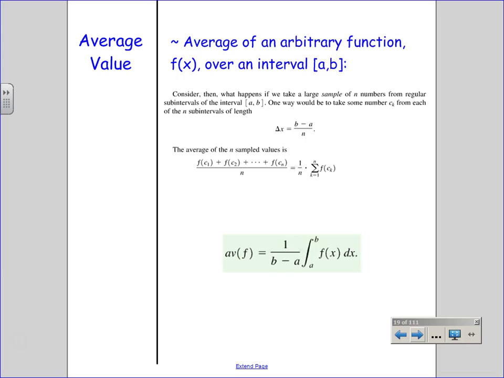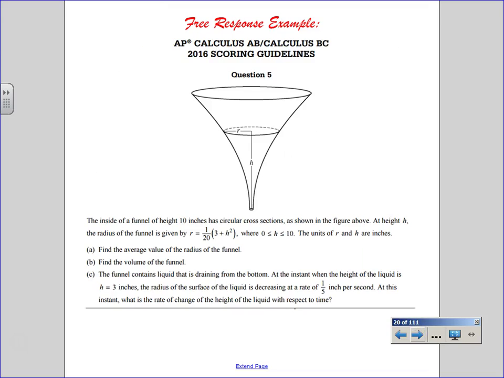Remember, average value versus average rate, it's all based on what are you dealing with? What are you being given? What are you trying to find? That's what leads us to average value.